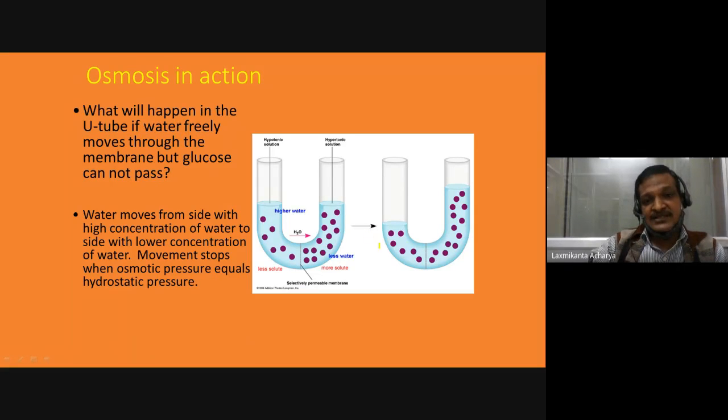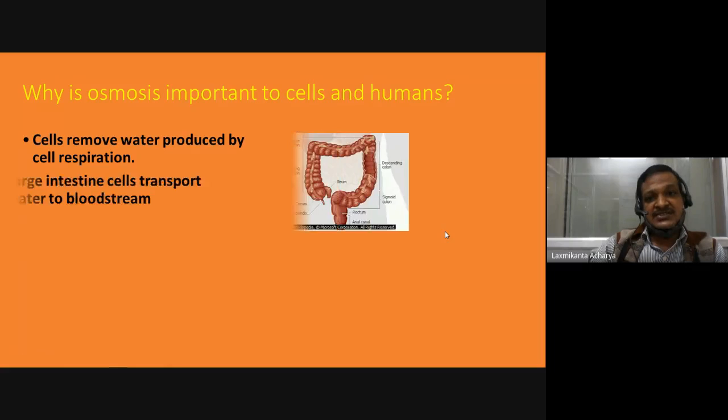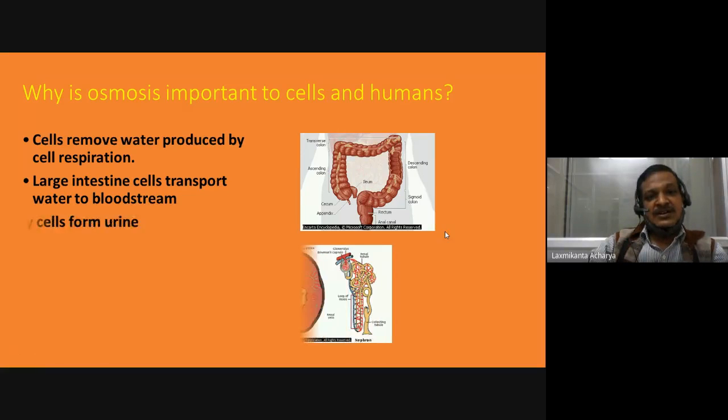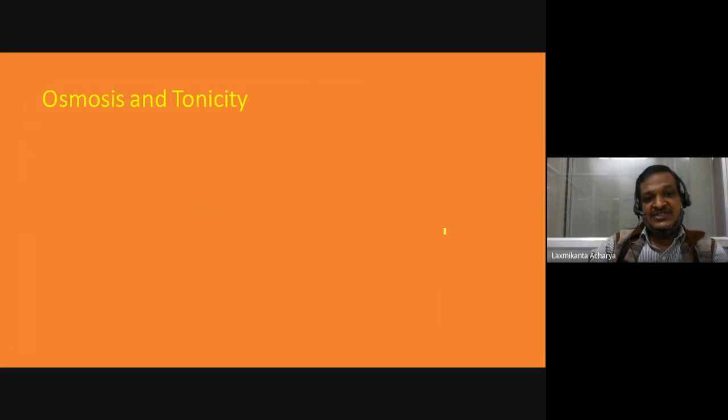And once the concentration is equal on both sides, then there will be no movement of water to this side. This is responsible for removing the water that is produced through respiration, and the kidney cells form the urine.